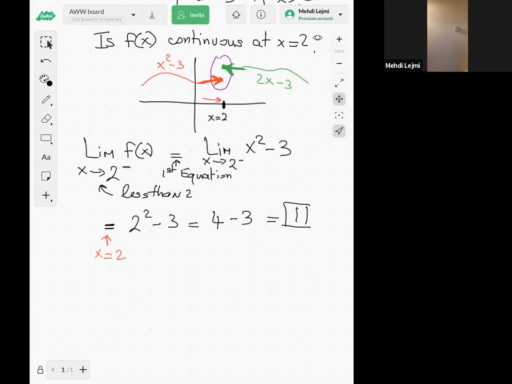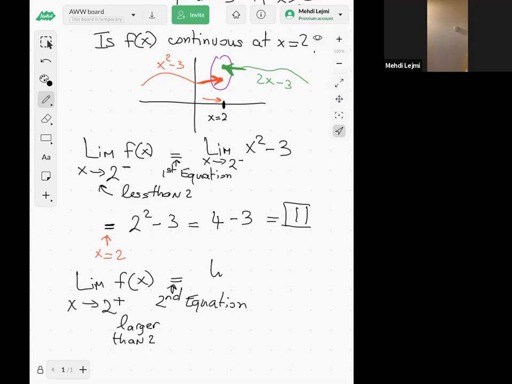So now the limit from the right, so x going to 2 plus, from the right means that x is larger than 2. Yes, Juanita, absolutely. So we're going to use the second equation. So this is larger than 2. So here we're going to use the second equation. Right? So we're going to have limit x going to 2 plus. But then my second equation is going to be 2x minus 3. It's not x squared. It's 2x now minus 3.